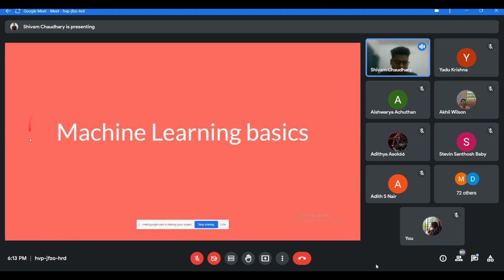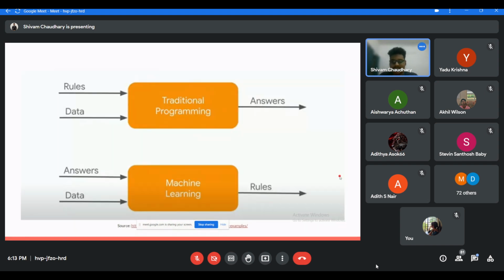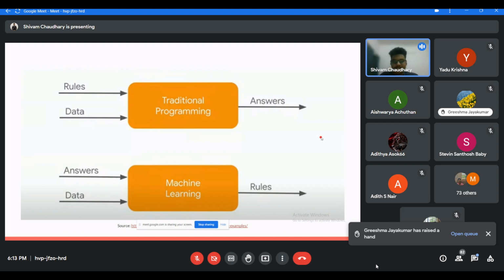Now that you are familiar with basic neuroscience, let's go for some machine learning. These slides won't make you an expert, but in traditional programming, we see, I see a hand raised. Grishma, yes.